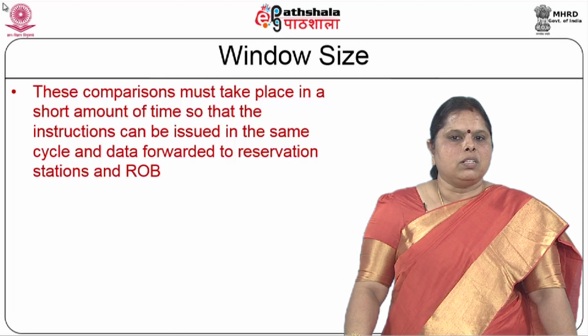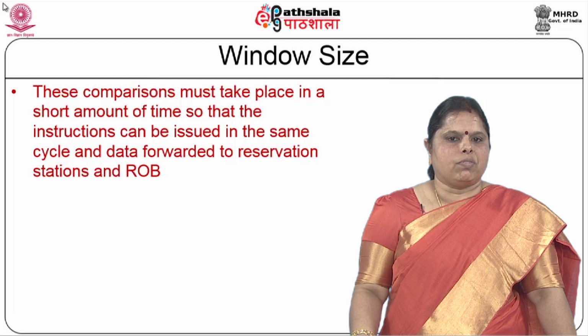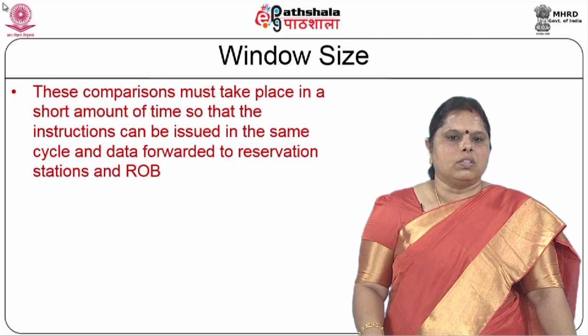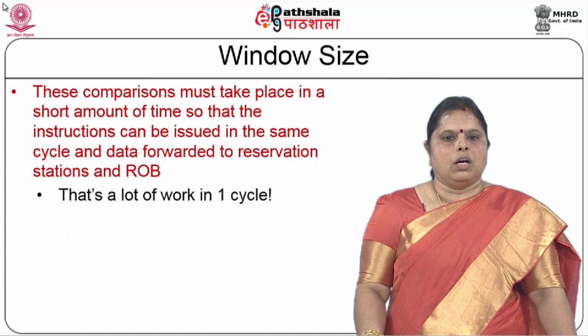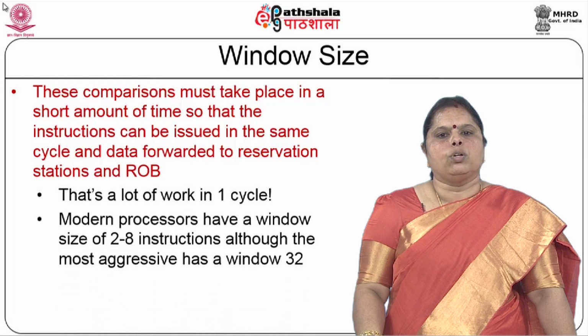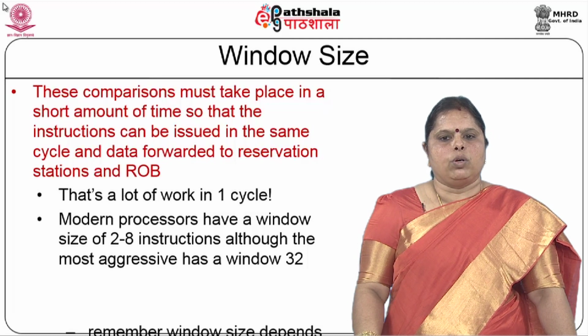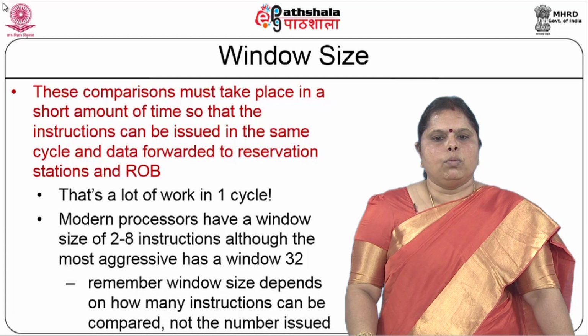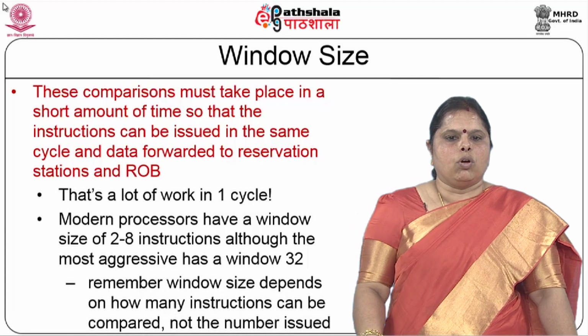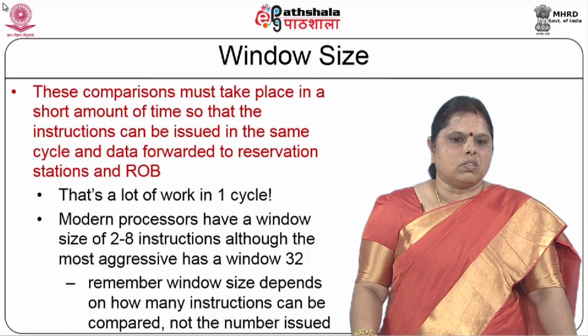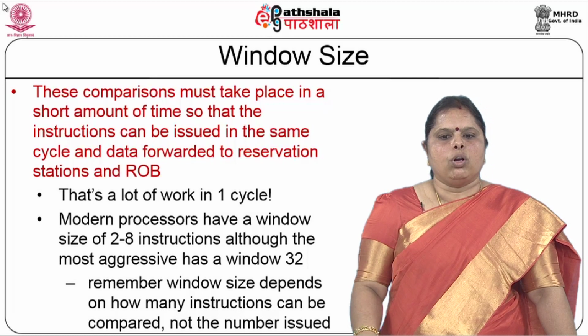So, these comparisons must take place in a short amount of time within that clock cycle, so that the instructions can be issued in the same cycle and the data forwarded to the reservation stations and the ROB. So, there is a lot of work to be done in one cycle. Modern processors have a window size of only about 2 to 8 instructions, although the most aggressive has a window size of 32.